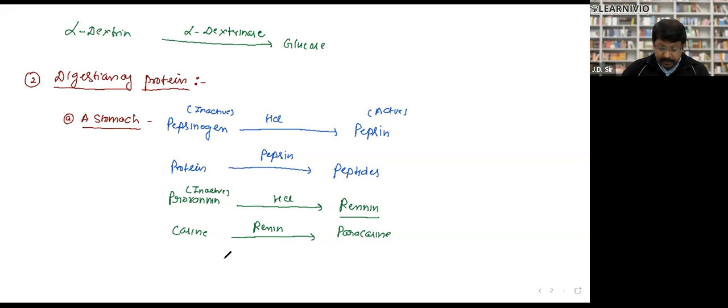Again, this paracasein, in the presence of pepsin, is broken down into peptides, right? Note it down. So that is the digestion of protein which takes place in our stomach.